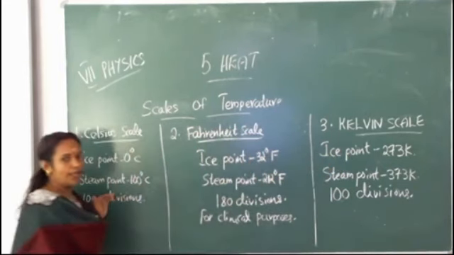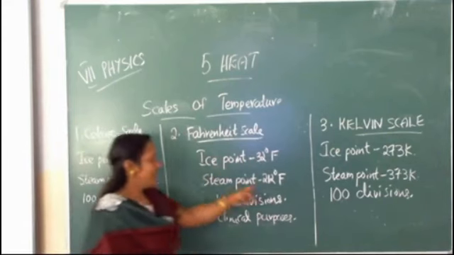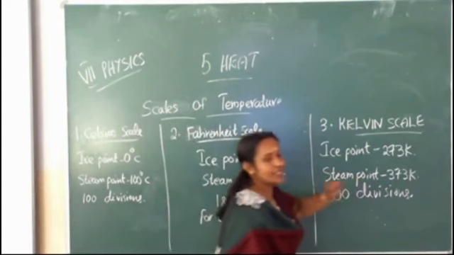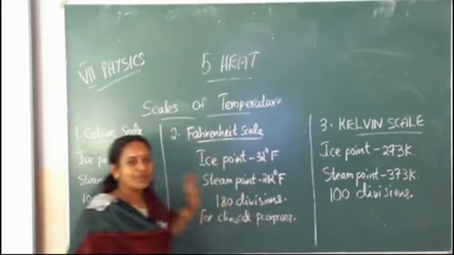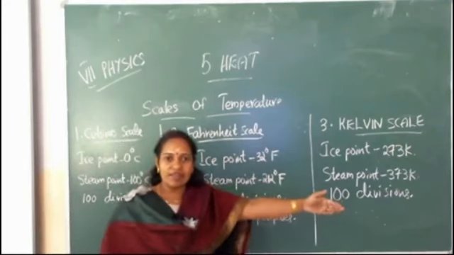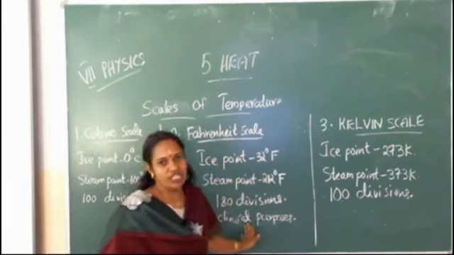But steam point in Celsius scale is 100 degrees Celsius. In Fahrenheit scale is 212 degree Fahrenheit, and in Kelvin scale 373 Kelvin. There are 100 divisions in Celsius scale and Kelvin scale, but in Fahrenheit scale 180 divisions.